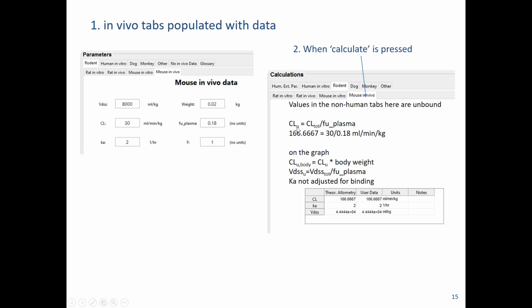And then on the top right-hand side, when calculate is pressed, then you get some calculations carried out for each of the species where you've got experimental data. So here you've got the mouse in vivo data, and the tabs here are calculating the unbound clearance values. So in this case, the unbound clearance is just the total clearance divided by the free fraction. So that's what you see here. On the graph, and I'll show you this in a minute, because it's allometric scaling, that's clearance and volume for the body. So you adjust the unbound clearance here for body weight. Okay.